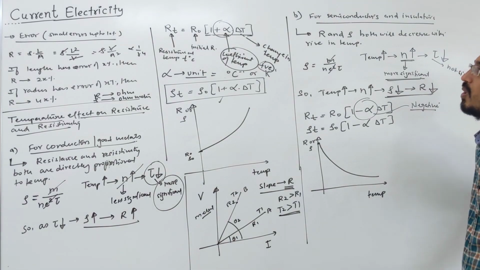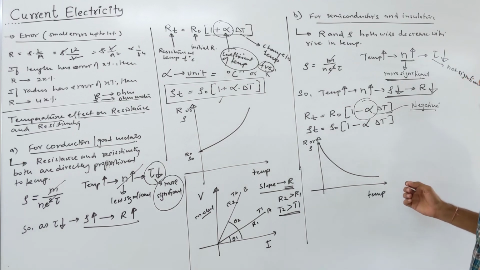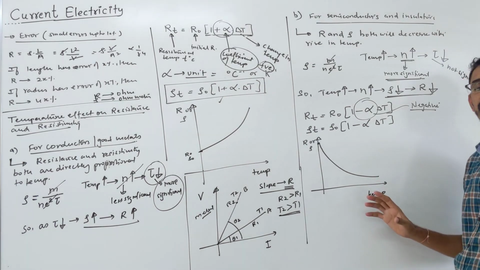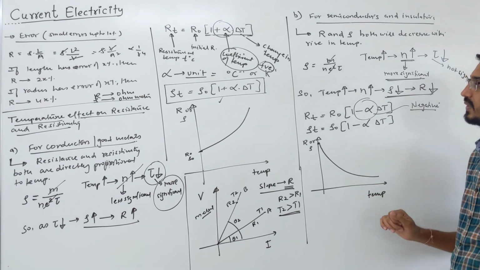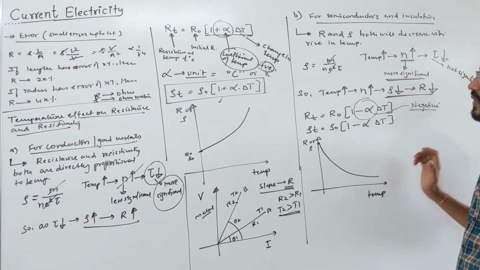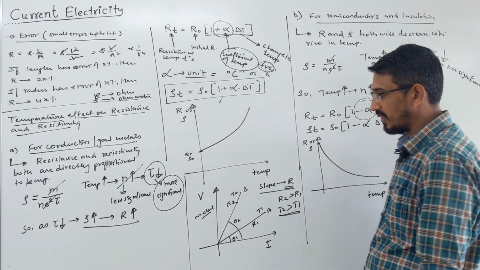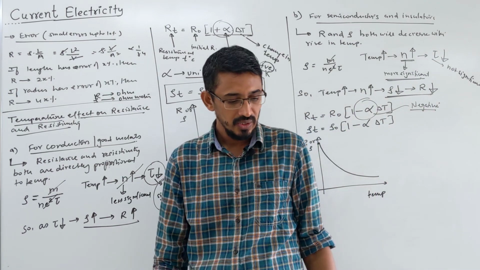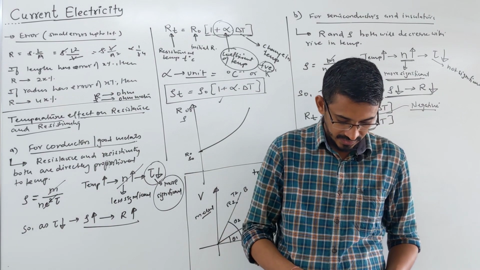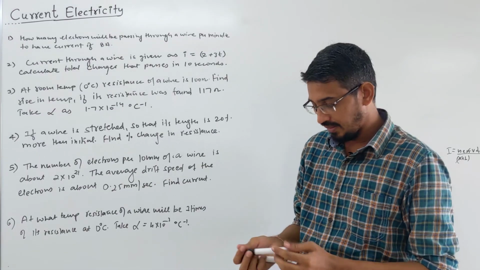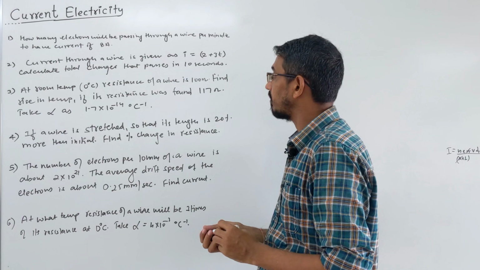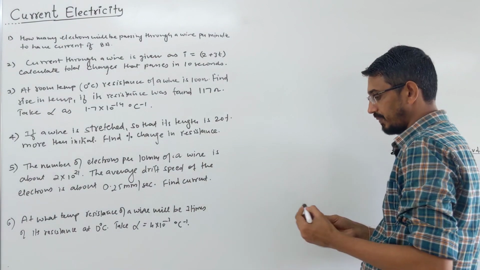But first we do some problems on this. We have learned many small things, so we'll do some numericals on these. Then I will continue to the next topic where we solve the combination of resistances, resistance in series and parallel. Then we will learn Kirchhoff's laws. So let's do a few problems based on what we have learned so far.